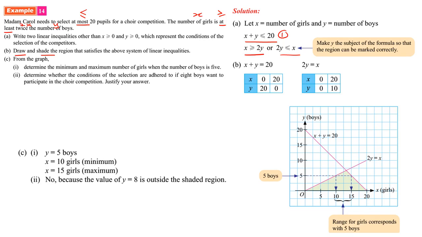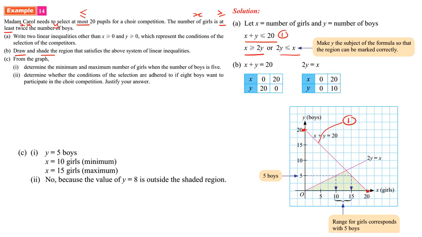Okay, so to draw this line, we have to construct a table and get 2 points. So the 2 points are 0, 20 and 20, 0. The inequality sign is less than or equal to, so we have to join the points using a solid line. Okay, this is the first line.